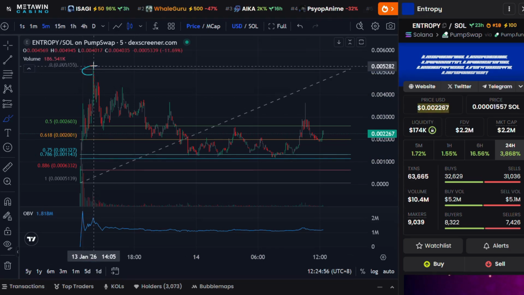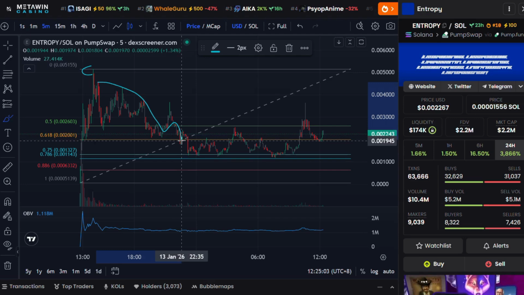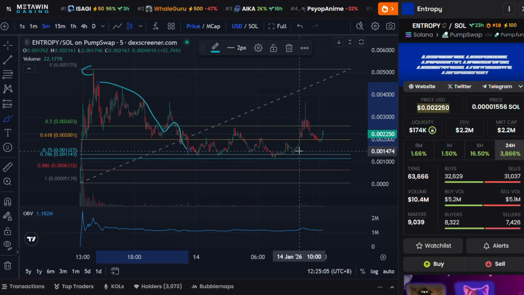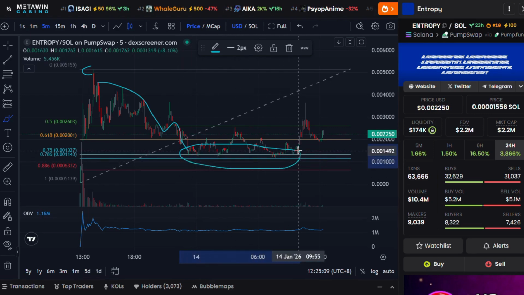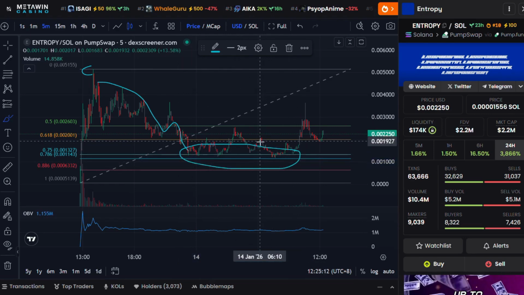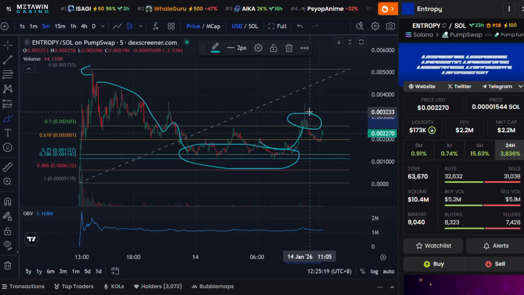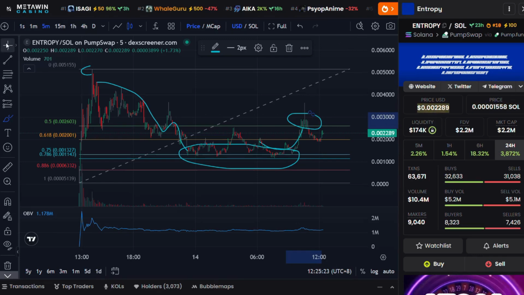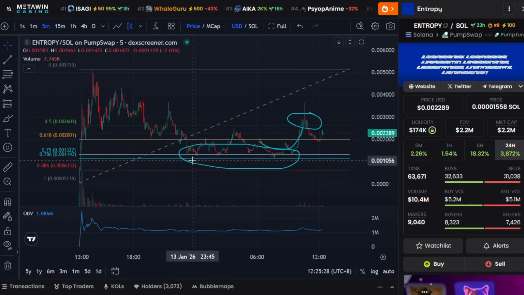After that high, price retraced and broke below the 0.5 Fibonacci level, the equilibrium of the entire move, but it found very clean support in the Fibonacci blue pocket, the 0.75 to 0.786 zone. From there, buyers stepped in and defended this area strongly, pushing price back up toward the 0.5 level once again. When price reached the 0.5 equilibrium, it was rejected, showing that this level is currently acting as resistance.